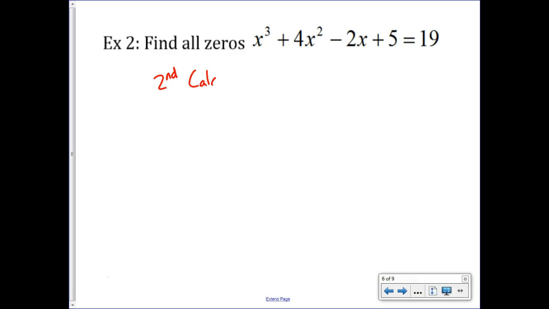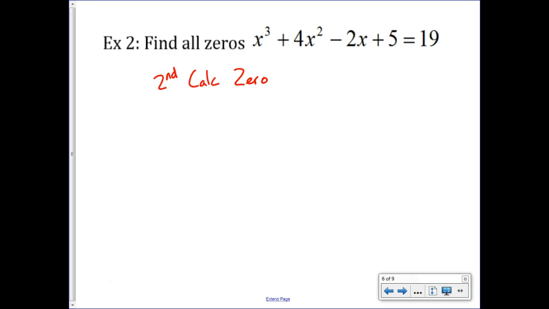calc, 0. And remember, you have to tell your calculator which 0 you're looking for. So tell it just to the left of that 0, just to the right of that 0, and kind of hone in on that spot where you're wanting it to look. Or you could put what's on the left in y1, you could put 19 in y2, and you could find where it intersects with 19 if you wanted. I'm going to use the second calc 0 on mine.